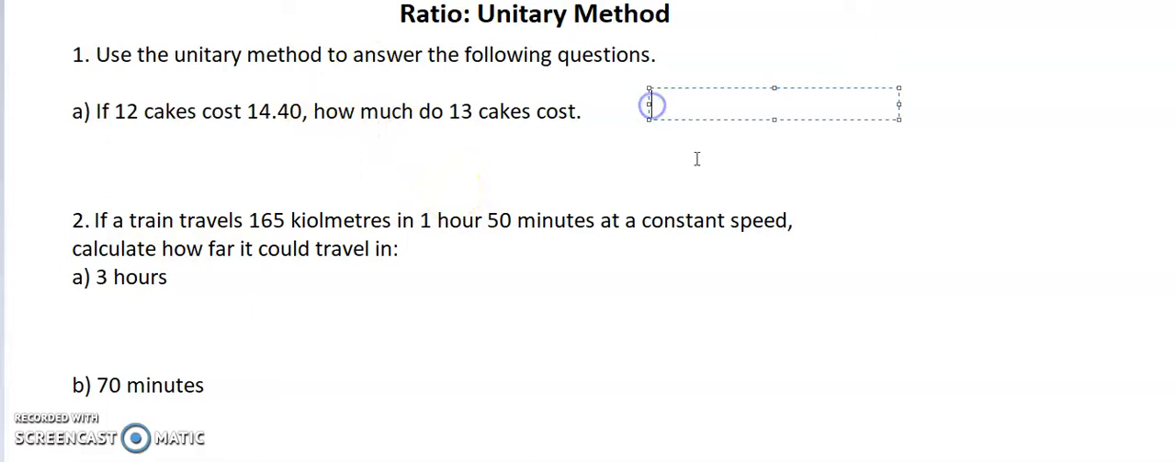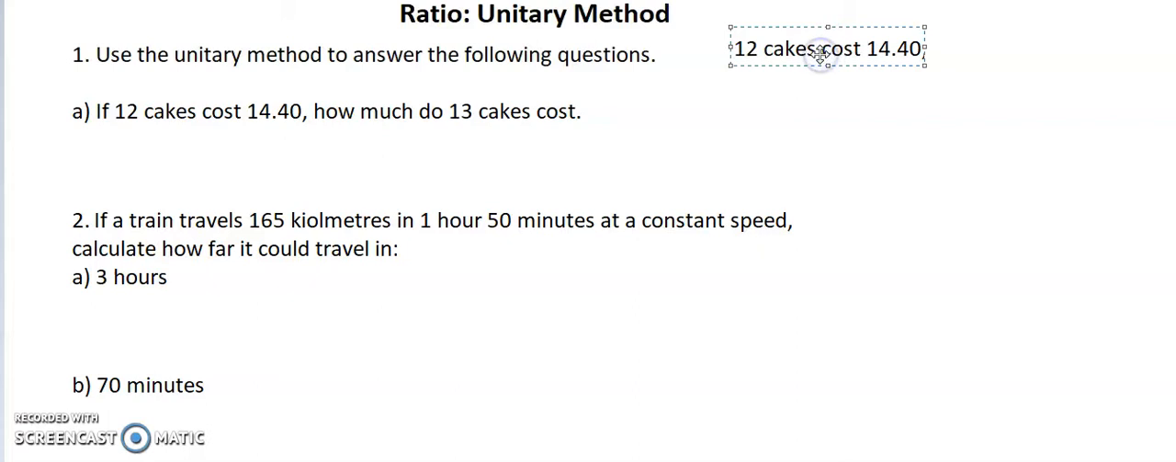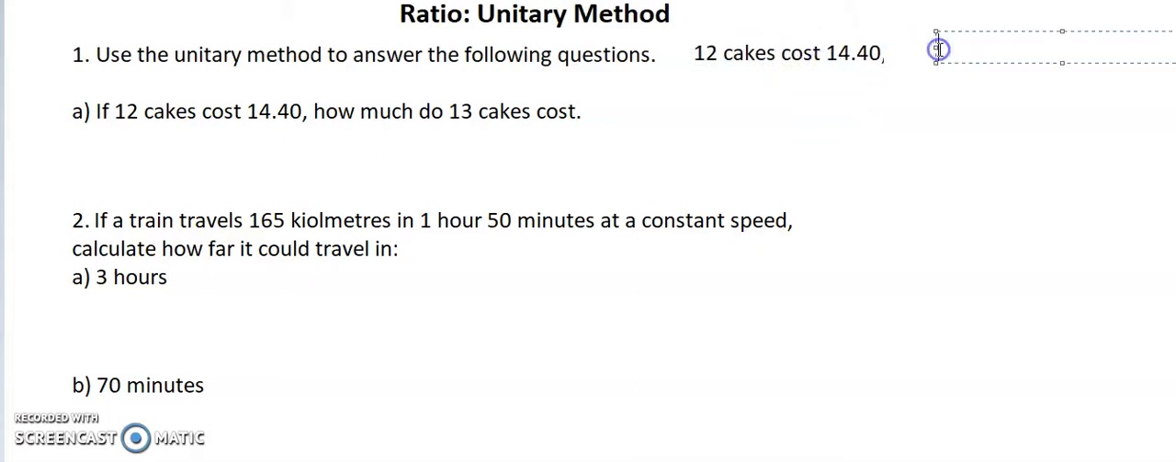So this is where we need to understand that we need to look at what's the cost of one cake. To find the cost of one cake, we need to go 14.4 divided by 12. If we divide it, we'll then be able to work out the cost of one cake.